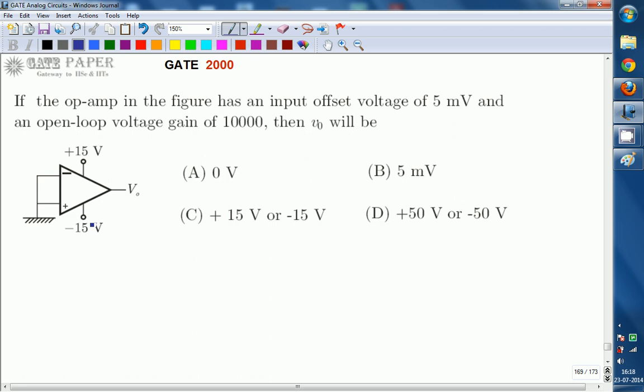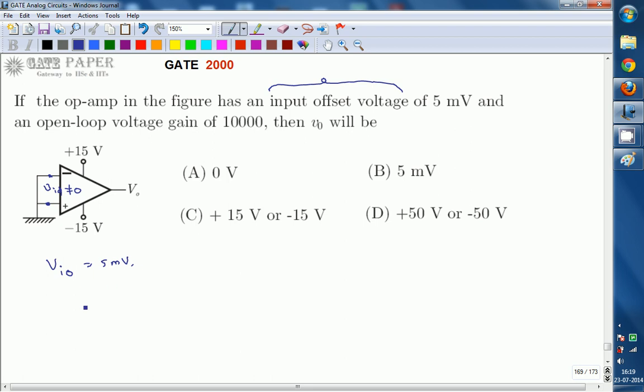Okay, so look at this one. What is meant by input offset voltage? Input offset voltage is nothing but, even though you are not applying any input signal, there will be some voltage present across the input terminals. Even if you are not applying any voltage, VID is not equal to 0. There will be some voltage difference present between these two terminals, inverting and non-inverting. That is called the input offset voltage, VIO. It was given as 5 millivolts.